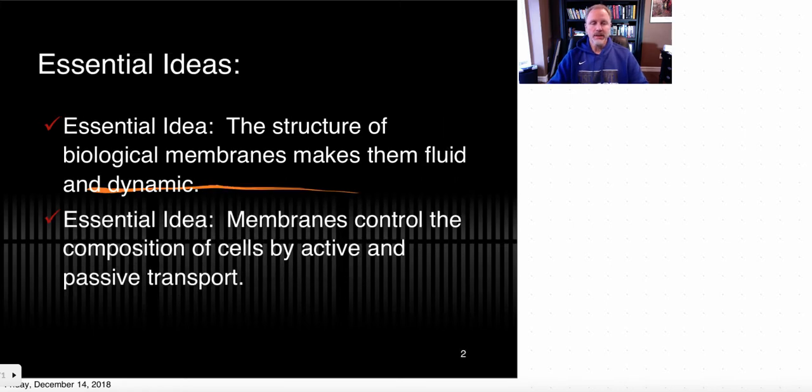So the main ideas of chapter 7 talk about the structure of the biological membrane that makes them fluid and dynamic. In other words, they're not this rigid, unchanging structure. They're constantly moving around and adjusting with their environment. And also membranes control the composition of cells by active and passive transport. In other words, what's coming in and out of the cell is governed by the proteins that make up the membrane, how the membrane behaves, and really the things that the cell is able to get rid of, the things that it's able to bring in, those are the things that are controlled by the membrane.